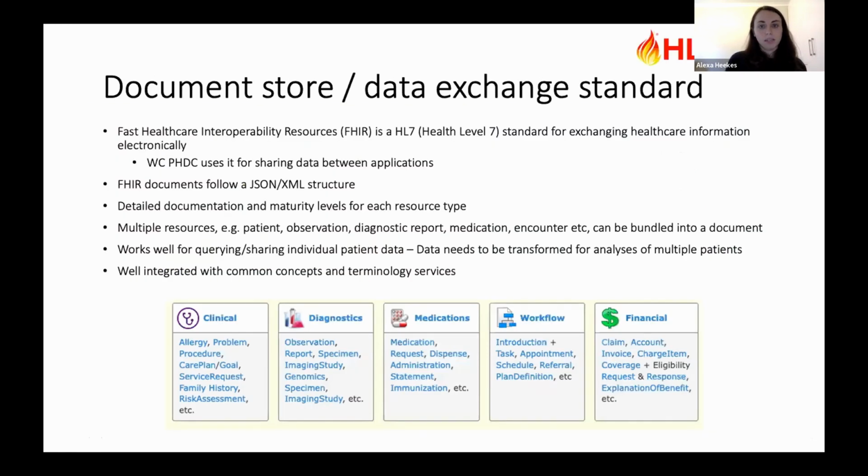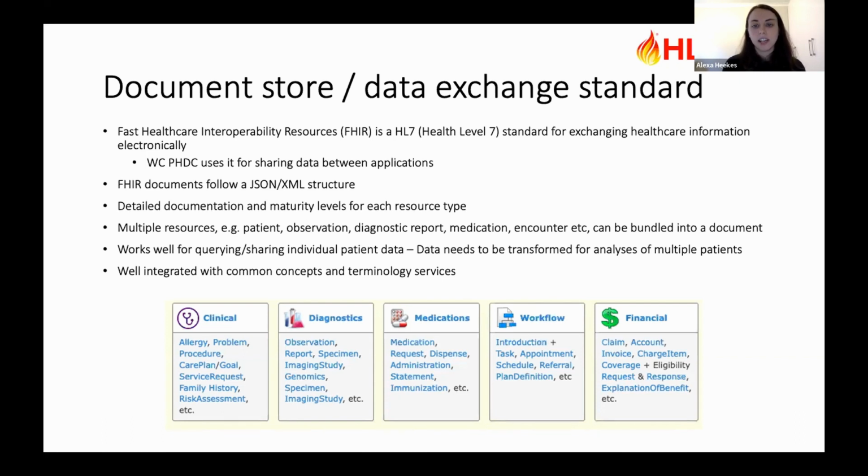Then to look at some different kinds of data storage standards, I'll look at one for NoSQL and one for SQL. For NoSQL, I'm going to be looking at a document storage standard, which is also used as a data exchange standard, and that is FHIR. FHIR stands for Fast Healthcare Interoperability Resources.